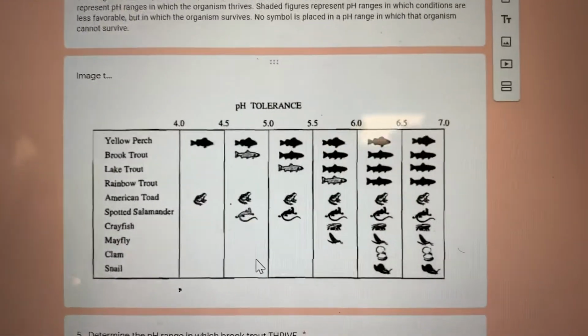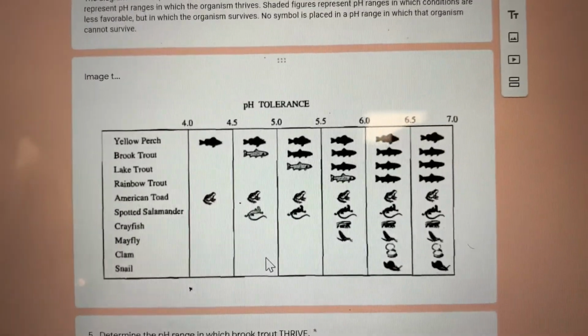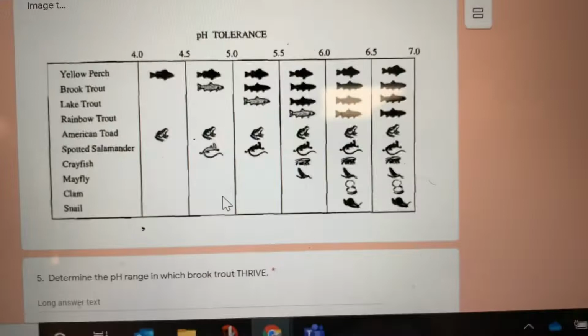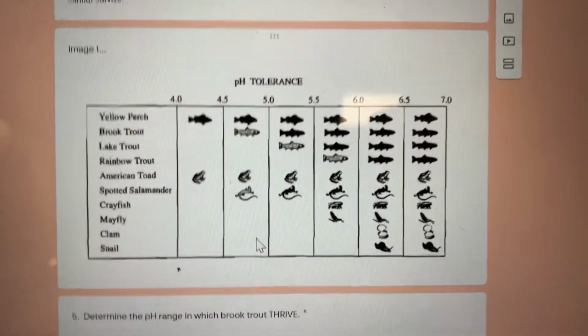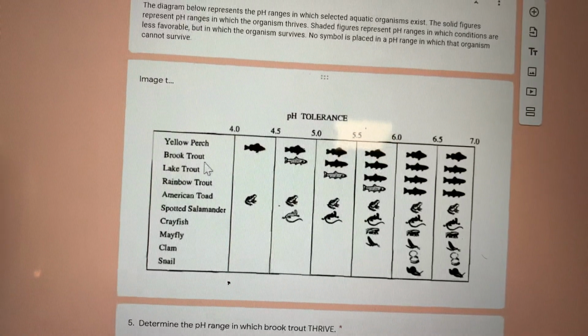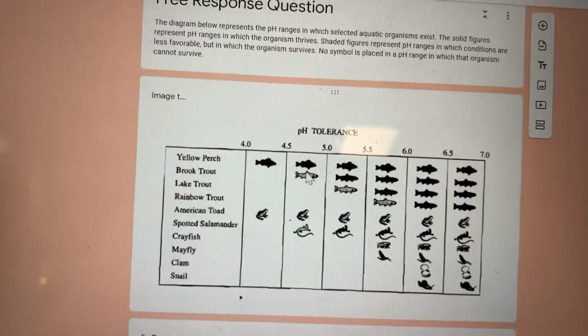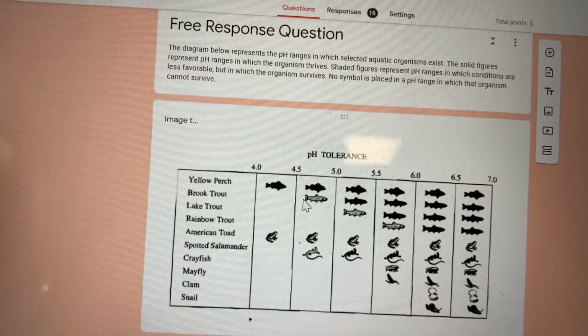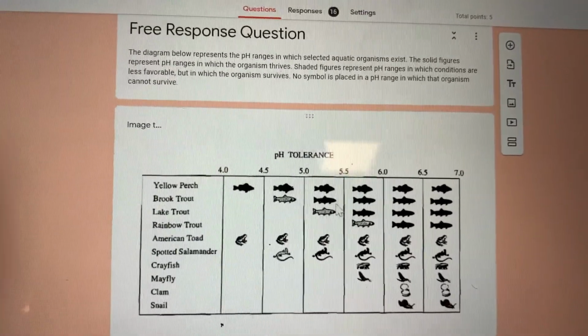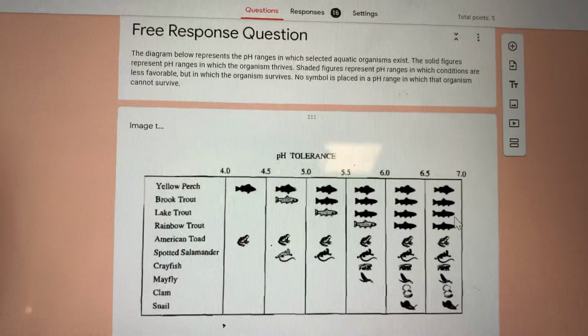Finally, for this one, students had an issue. If I read it, I noticed that for the ones that are black, the ones that are solid, that's where they thrive. The ones that are shaded, the grayscale ones, that's where they can tolerate it, but they can't thrive. So on this one, the brook trout can tolerate a pH of 4.5 to 5, but they thrive at a pH of 5.5, 6, all the way to 7.